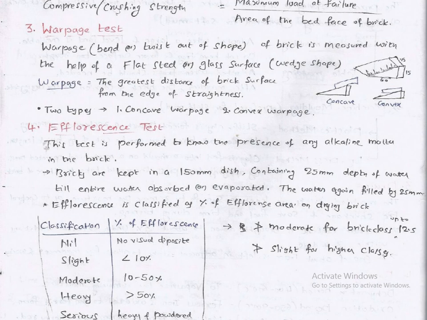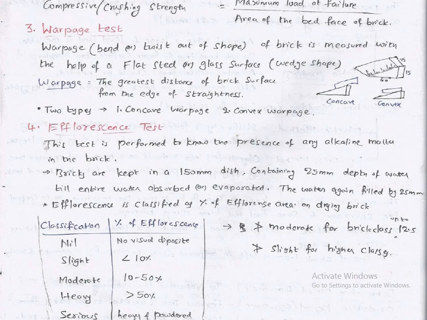Efflorescence test. This test is performed to know the presence of alkali matter in the brick. The brick is kept in a 150 mm dish containing 25 mm depth of water till the entire water is absorbed or evaporated. The dish is again filled with 25 mm of water. Efflorescence is classified as the percentage of efflorescence area on the dried brick.